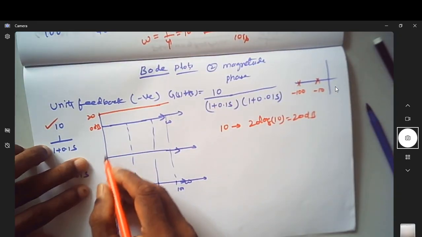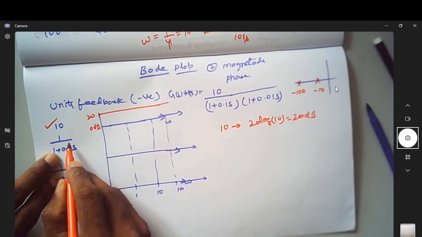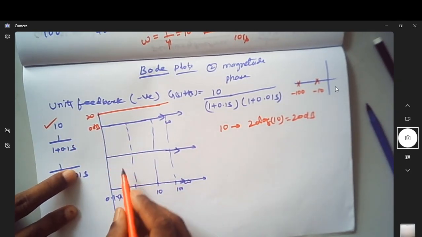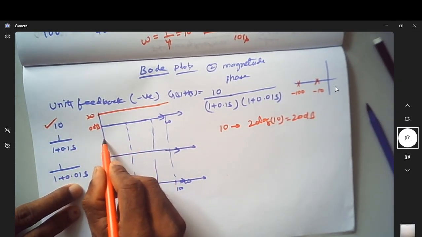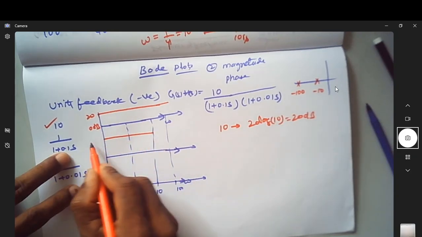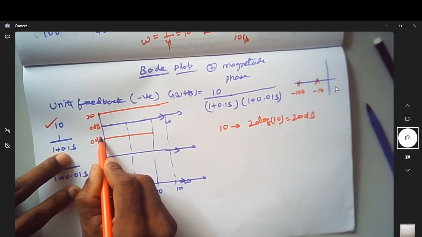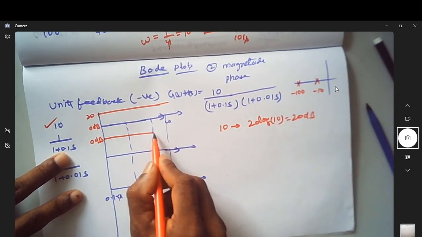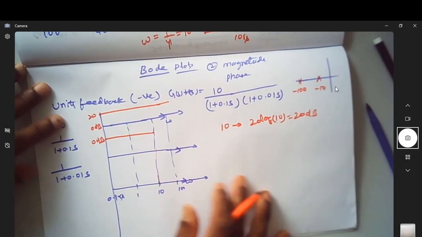Now let me do the same thing here. Since you are writing it for this, I know that this will have a magnitude of 0 dB till where? Till 10 radian per second. Shall I write it here? This is the 0 dB line, and you can see that up to 10 radian per second, it is 0 dB. Afterwards it decays with a slope of minus 20 dB per decade.